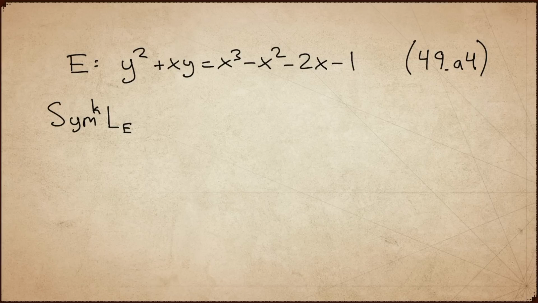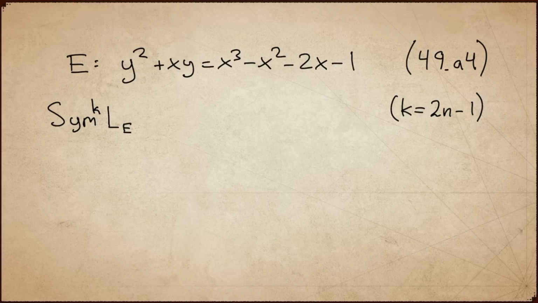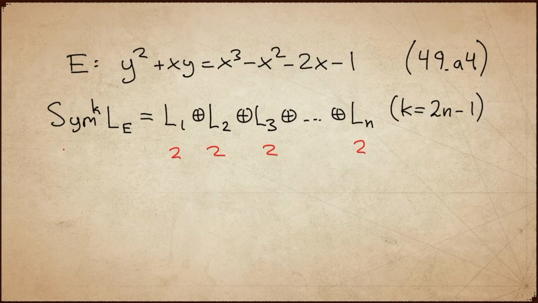That operation gives us a new L function of higher degree. Let's focus on when k is an odd number, so we can write 2n minus 1. This elliptic curve has a very special property called complex multiplication, which implies that the symmetric power L function can be decomposed as a direct sum. Let's just say L1 plus L2 plus L3 all the way up to Ln. Each of these L functions has degree 2, so the total degree is 2n.